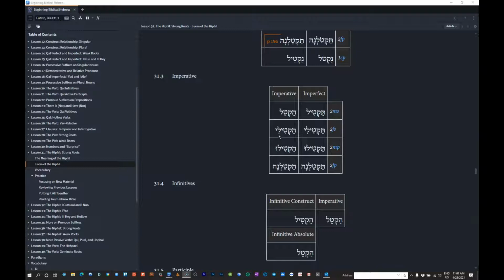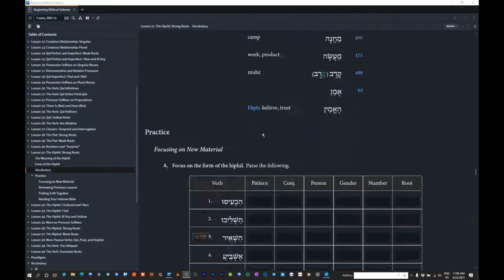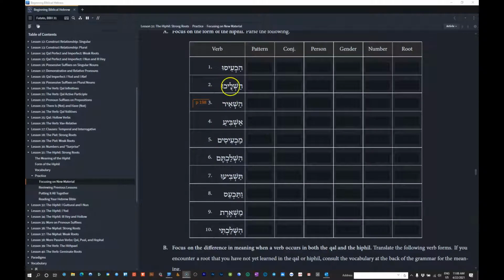But in that situation, the difference between an infinitive construct 1CS in the Hiphil and an imperative 2FS in the Hiphil is going to be obvious from context. One of those is going to make more sense than the other. So that's how you would end up telling those apart. So do recognize that shift in the theme vowel, that it can be tricky.